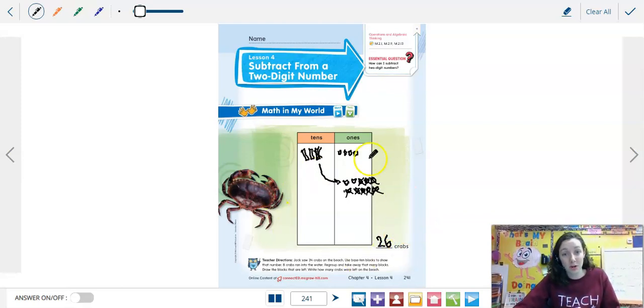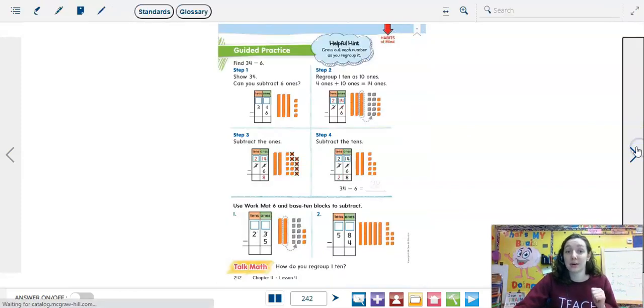This is what we worked on in our previous lessons, regrouping that 10 to make 10 1s. Now, just like with our addition, when we did the same thing with pictures and then learned how to carry our 1, we're going to learn how to regroup that 10 in our standard algorithm, which is just the normal way of setting it up. So we want to find 34 minus 6. Step 1, show 34. Can you subtract 6 1s?